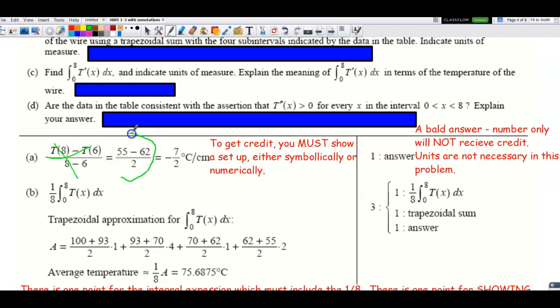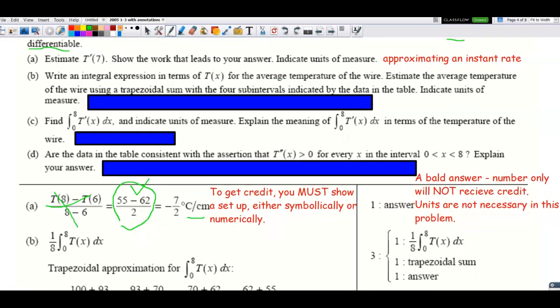You are required to show a difference quotient, and you may leave your answer like this with the units, degrees Celsius per centimeter. You do not have to reduce to the -7/2, even though you have a calculator. A bald answer, in other words, if you only have -7/2, you will not receive credit, and units are not necessary in this problem. They did not ask for units, and they're not counted in the points.